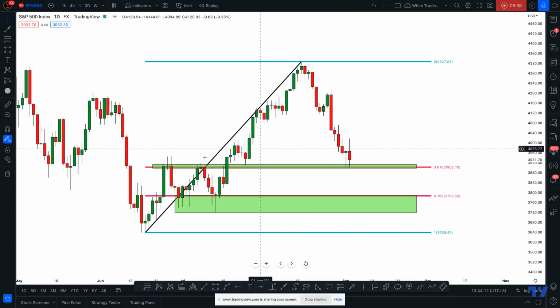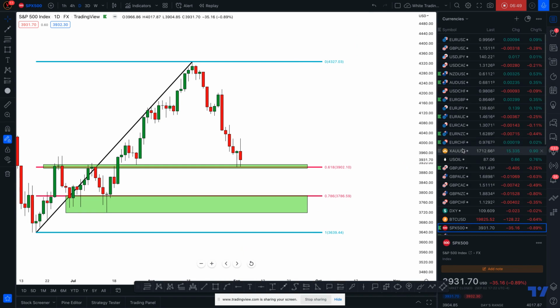So, relying on the reaction of the price to these levels in the past, we identify two important structures to watch. And from these structures, we will look for buying opportunities. Now, let's take a look at gold.